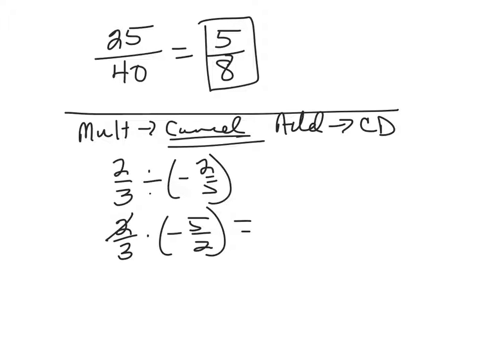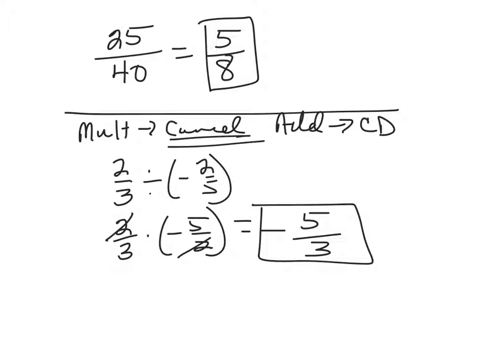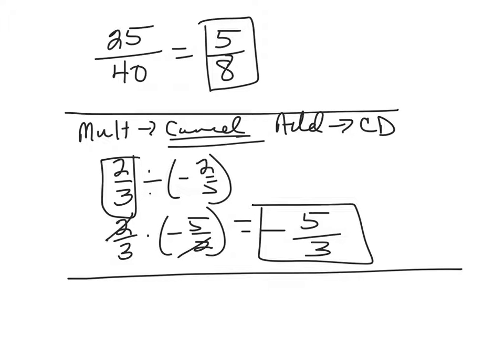So the 2's will cancel. A positive times a negative is a negative. 1 times 5 is 5. 3 times 1 is 3. How about negative 5/3? Or if you went 2ABC3 divided by negative 2ABC5, your calculator will either tell you negative 5/3 or negative 1 2/3. It keeps doing that.